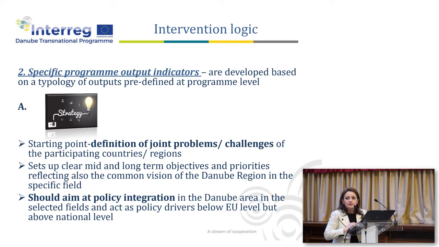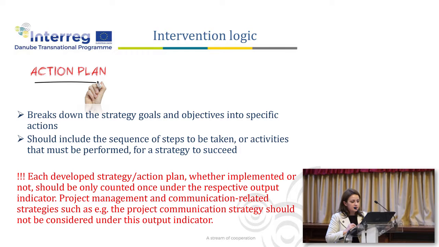Besides this mandatory output indicator, we have defined 3 types of specific output indicators. The first one is strategies and action plans, and everyone knows what a strategy is. The strategies developed in the context of a transnational program should aim at policy integration in the Danube area. The action plan breaks down the strategy goals and objectives into specific actions. Each developed strategy and action plan, whether it is implemented or not, should be counted only once.